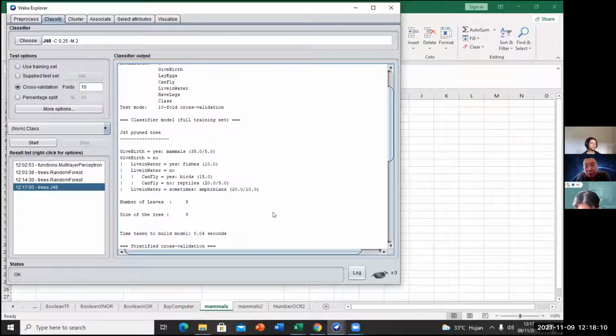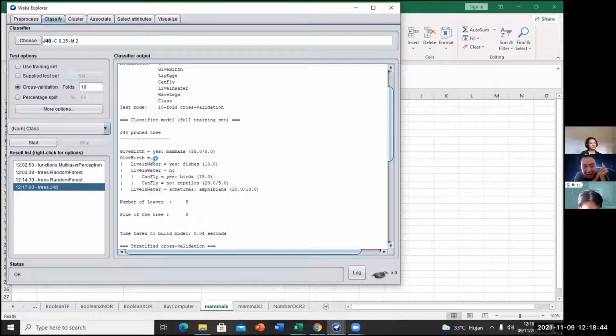So say you create an AI, say a website, right? So whether this is a mammal or not, what is the first question you will ask? Yes, give birth or not. If the answer is yes, then you immediately tell it is a mammal. If the answer is no, then what?